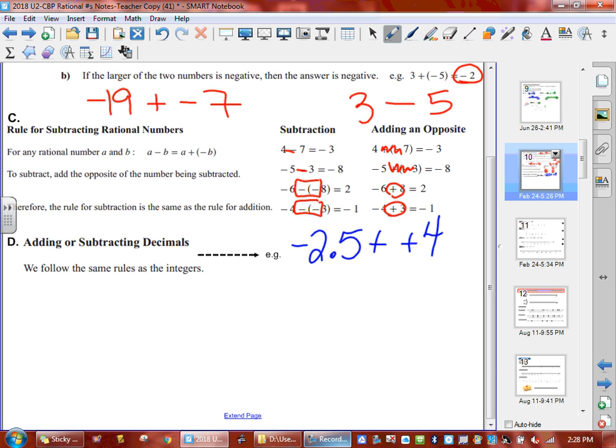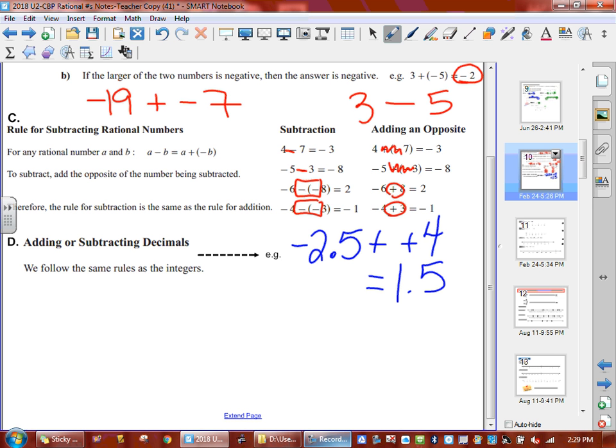Okay? Because again, you can just take a look. Who's bigger? 4 is bigger than negative 2.5, right? So it's 4 subtract 2.5. So you're going to get positive 1.5. Okay? Any questions on that?